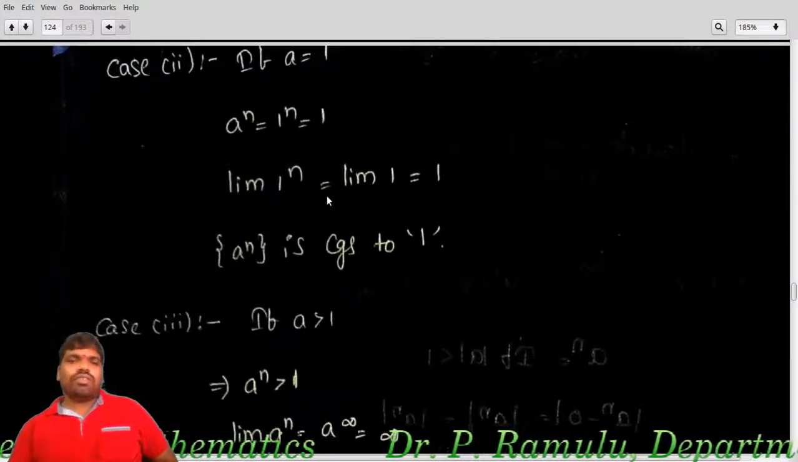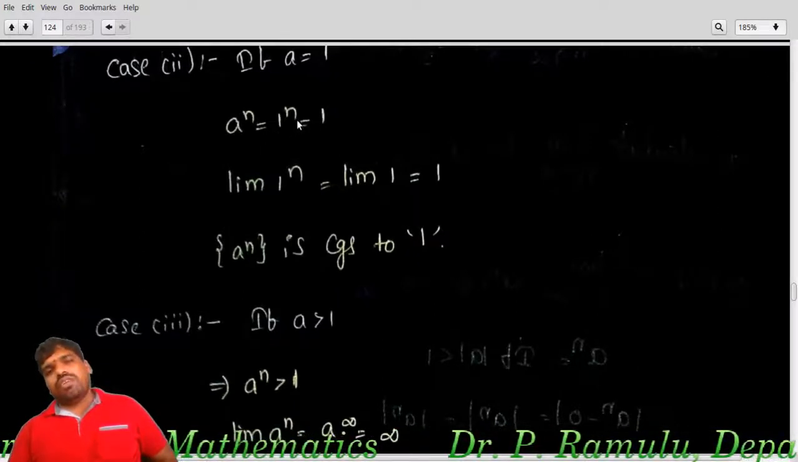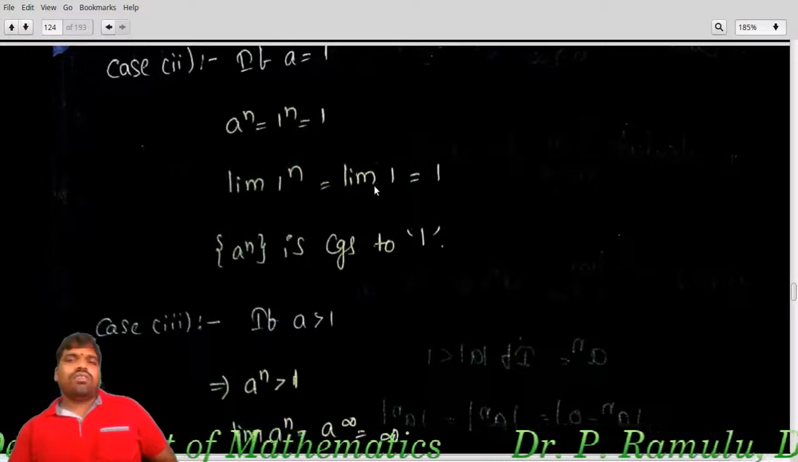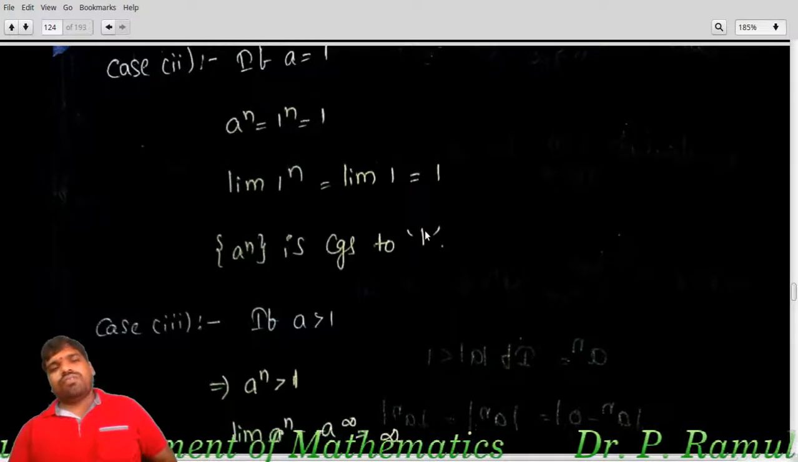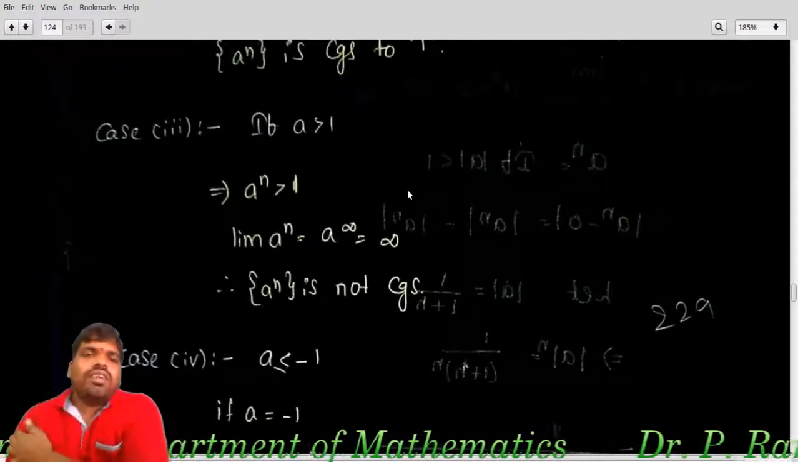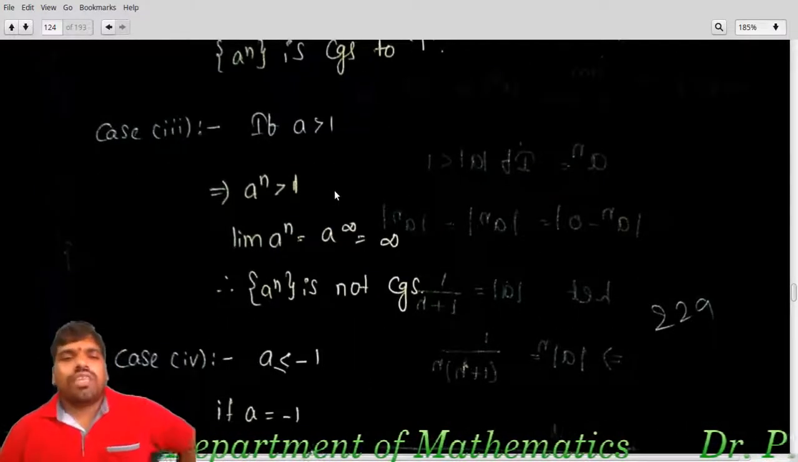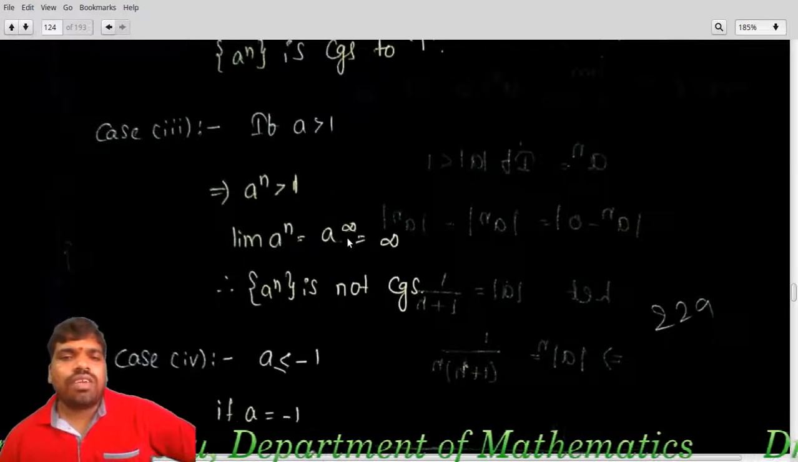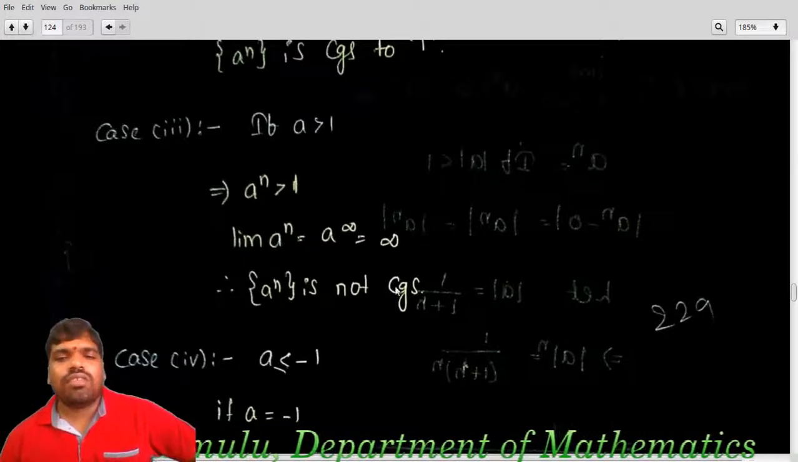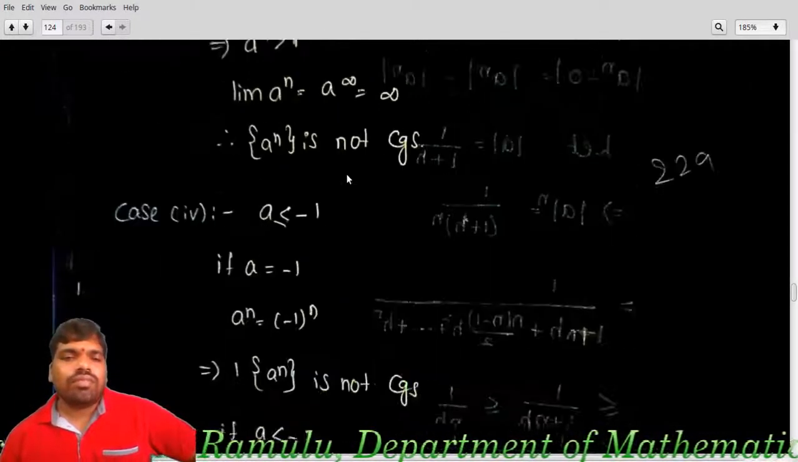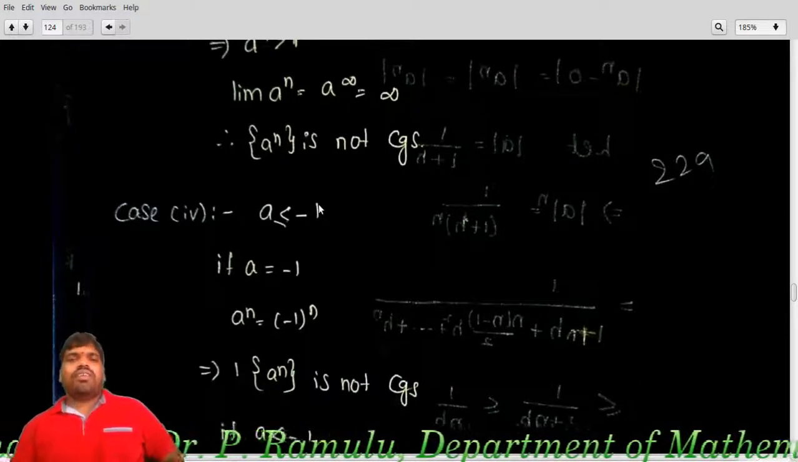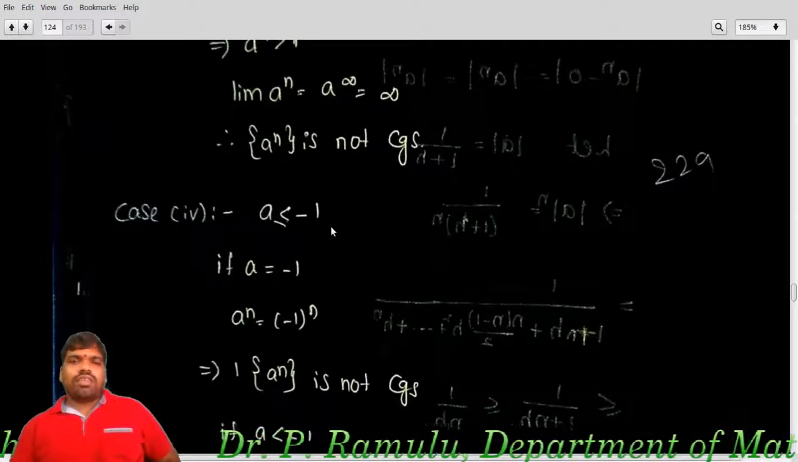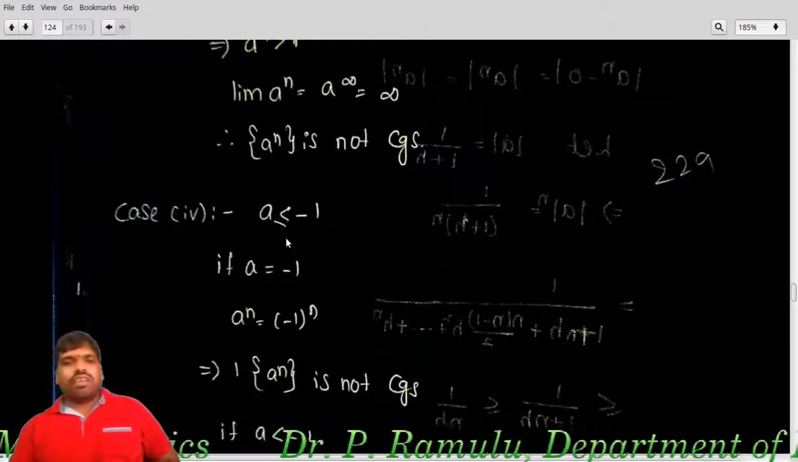If a equal to 1, a power n equal to 1 power n, that equal to 1. The limit of 1 equal to 1, so a power n converges to 1. Case 3: if a greater than 1, the limit of a power n is infinite, so a power n does not converge. Case 4: a less than or equal to minus 1.